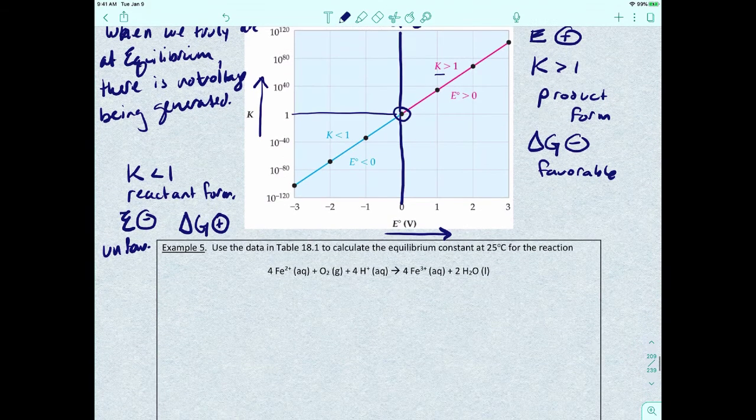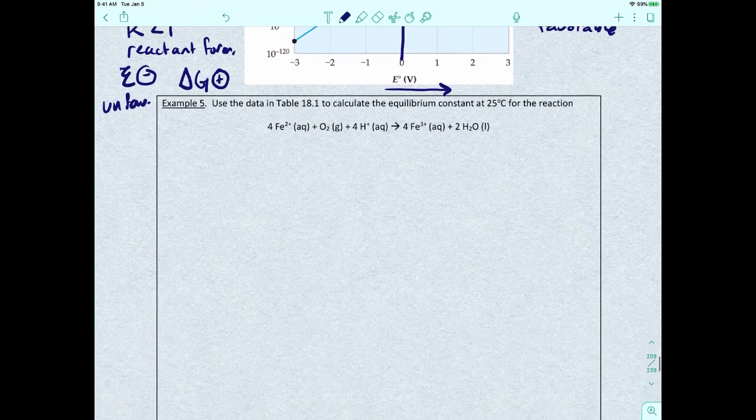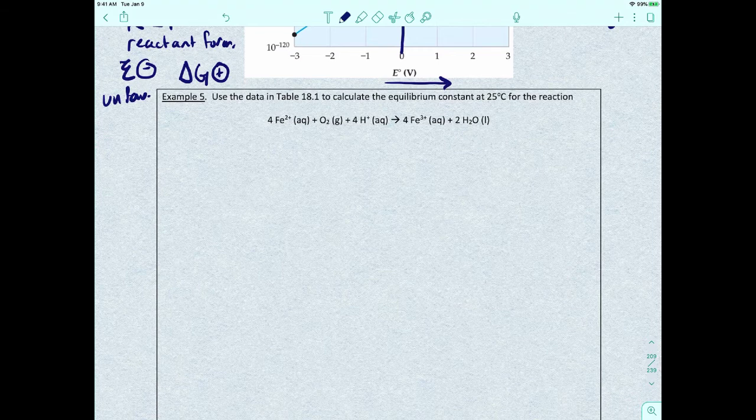Okay. All right, so we've got our final problem. Use the data in table 18.1 to calculate the equilibrium constant for this reaction. All right, so we've got some stuff going on. We have 4 moles of Fe2+, O2, plus 4 moles of H+ yields 4 moles of Fe3+ and 2 moles of water.